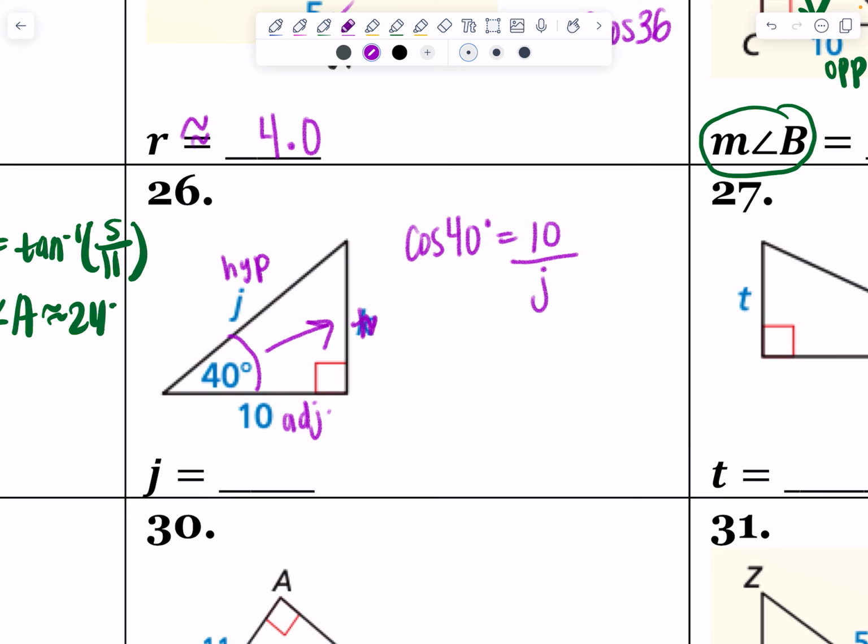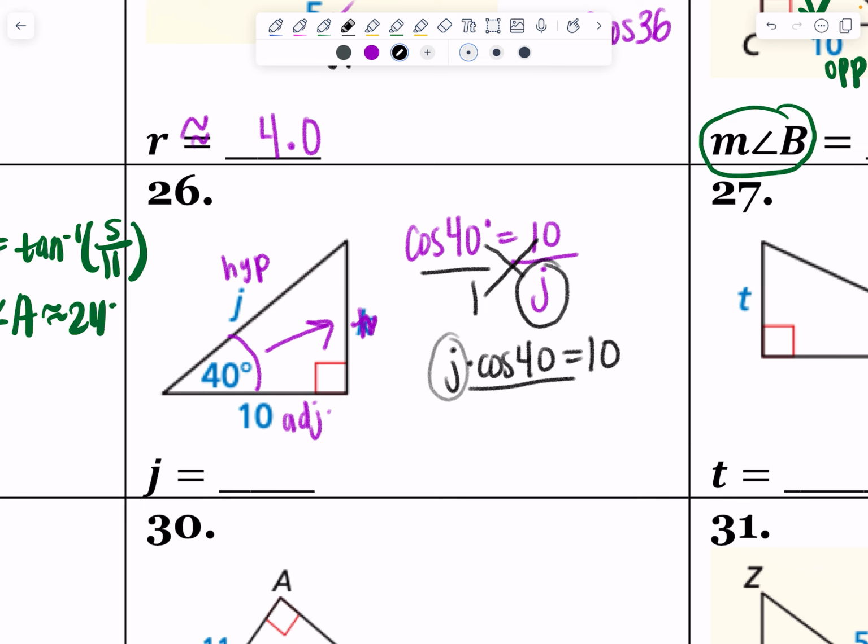hypotenuse, which is J. Now we do put this over 1 and we're going to cross multiply, but watch what happens when you cross multiply. J ends up getting attached. J times the cosine of 40 is going to be equal to 1 times 10, which is 10. So to get J by itself, what's the opposite of times cosine of 40? We're going to end up having to divide both sides by the cosine of 40. So this ends up being a division problem.